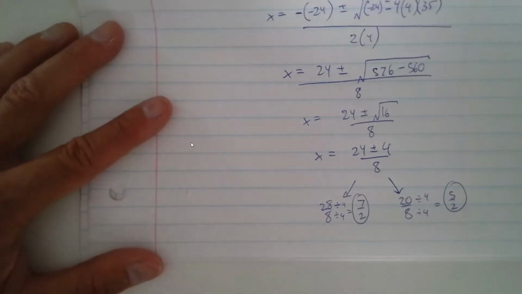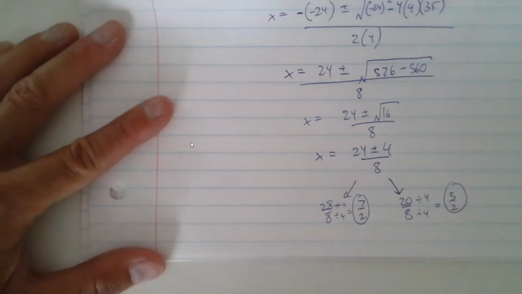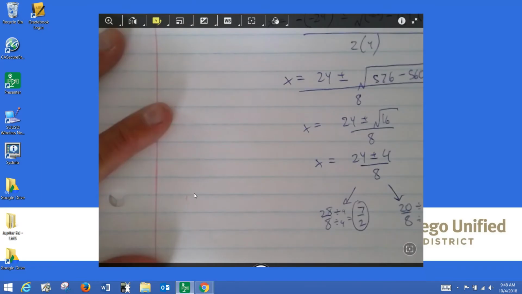Let's double check to see if this is correct. What this means is if you did it right, these should be the x-intercepts for the parabola, okay?